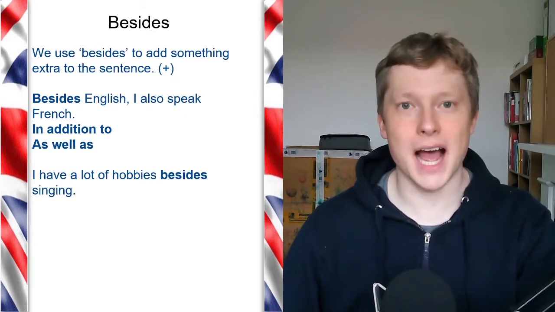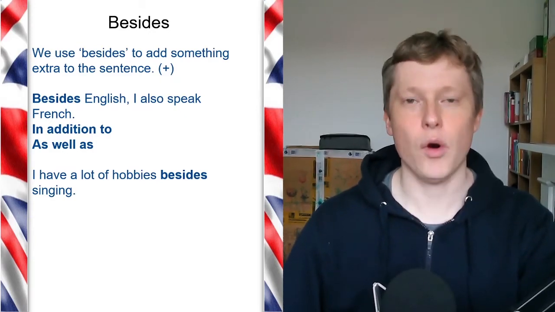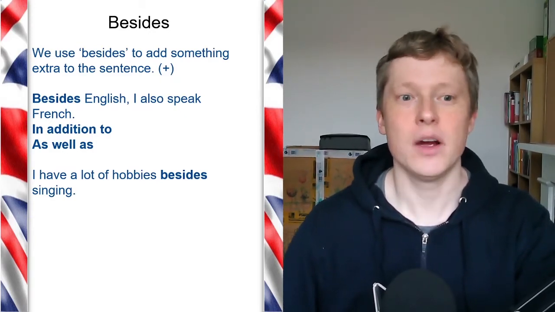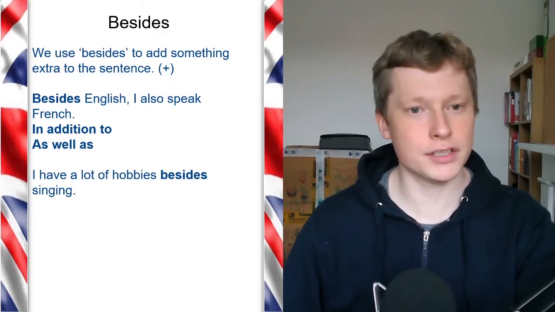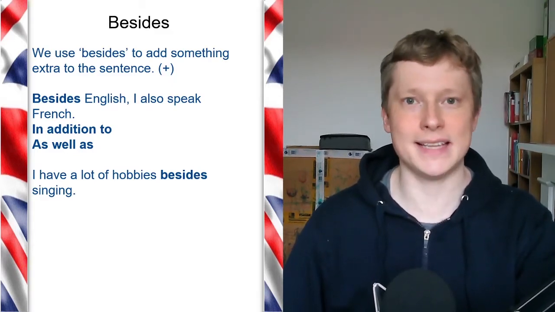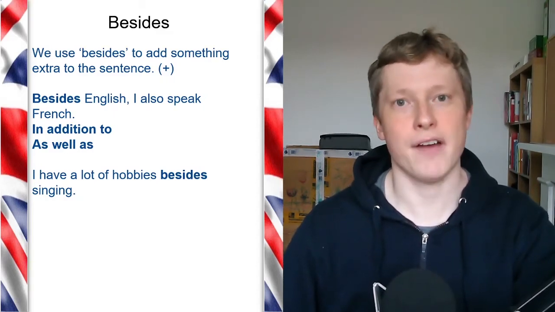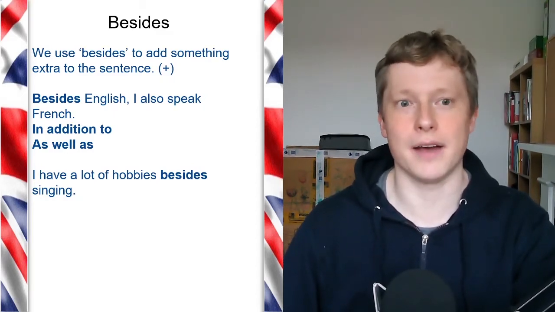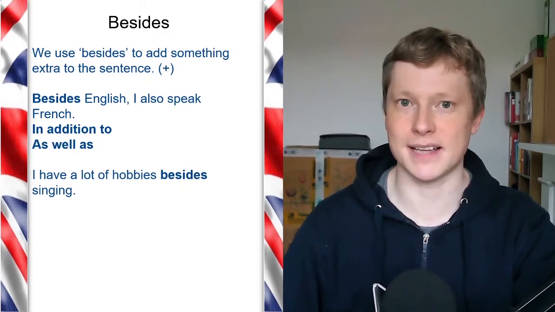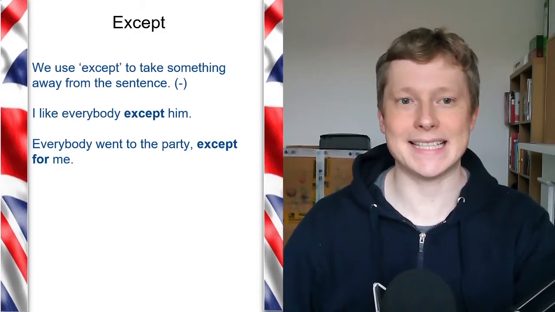So we can put the besides at the beginning of the sentence or at the end of the sentence. We can say, I have a lot of hobbies besides singing. This means that singing is your hobby, but you also have other hobbies. You also like to do other things. So this is besides.